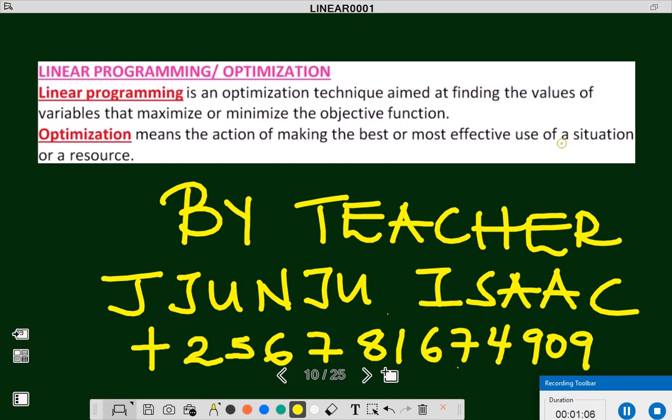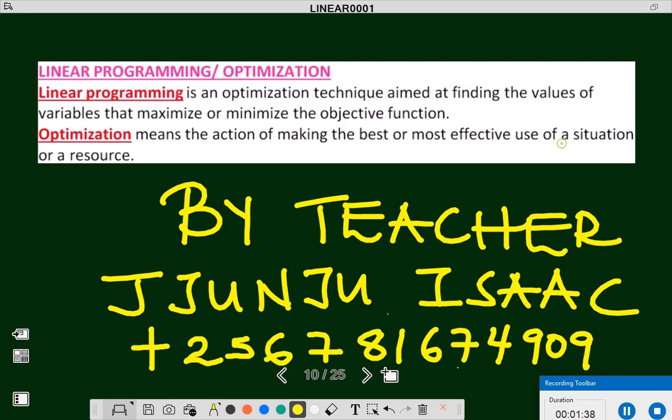So here we're going to begin with some numerical problems of maximization and minimization, and later on we shall look at word problems where we shall formulate our linear equations. I advise you, if you don't know linear inequalities, how to graph linear inequalities, that is Form 2 work, please first go and read.